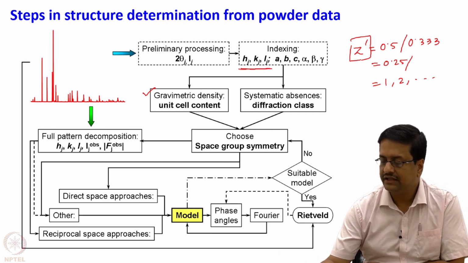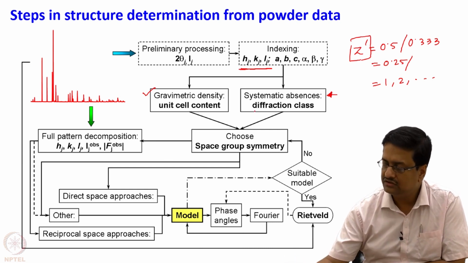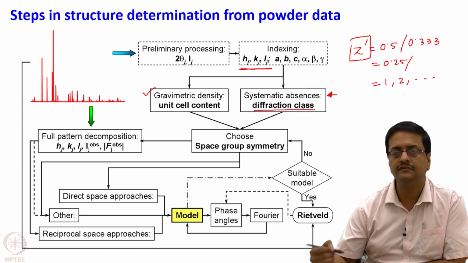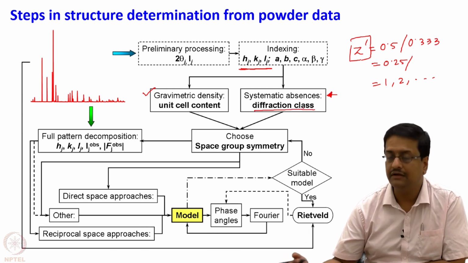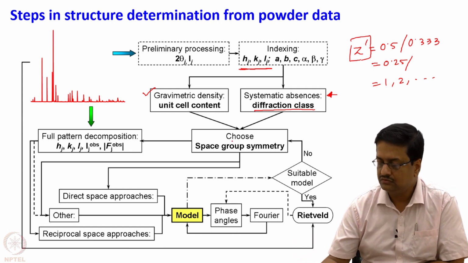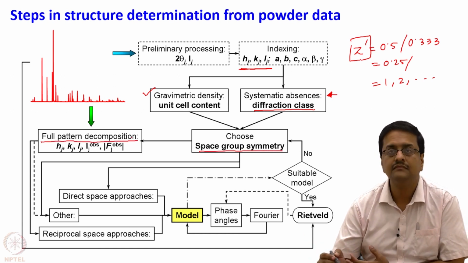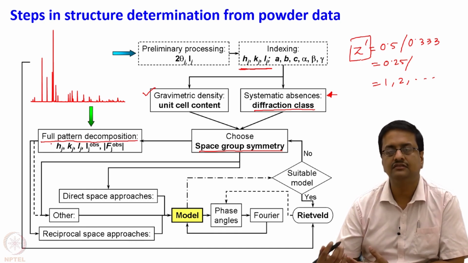Using the large number of HKLs originating from the data, one has to guess the systematic absences, get the systematic absences and try to determine the space group with the information of Bravais lattice, whether it is monoclinic primitive or centered lattice or whatever. So once we know the unit cell parameters and the space group, the next step is to do a pattern decomposition. This pattern decomposition also is not very easy.